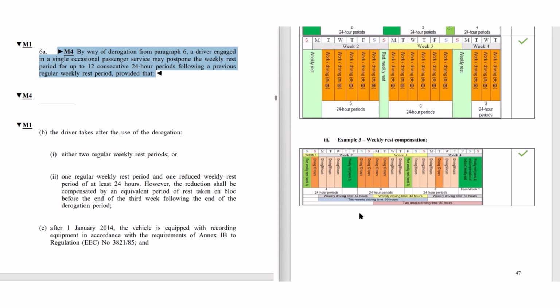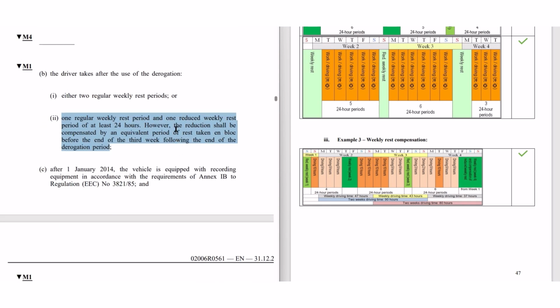But certain conditions must be met in exchange. What are these? After taking advantage of this exception, the driver must take 2 regular weekly rest periods, i.e., 45 hours each, or 1 regular weekly rest and 1 reduced weekly rest of at least 24 hours. So, either they take 2 45-hour breaks in one go, or they take 1 45-hour and 1 24-hour break, but that 24-hour rest, the reduction, must be compensated with an uninterrupted rest equivalent to the shortfall, taken before the end of the 3rd weekend following the end of the derogation period.